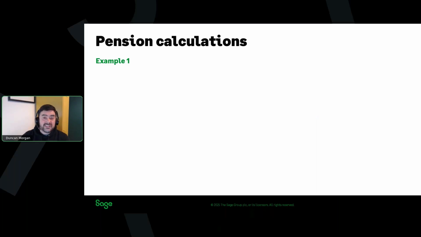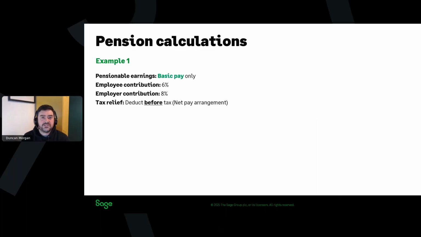So let's start off with a simple example. So example 1 is a pension scheme where pensionable earnings are basic pay only. So this one is not using qualifying earnings, it's just basic pay that's pensionable. We've set the employee contribution to be 6% and the employer contribution to be 8%. And the tax relief for this one is that it's deducted before tax. In other words, it's a net pay arrangement.